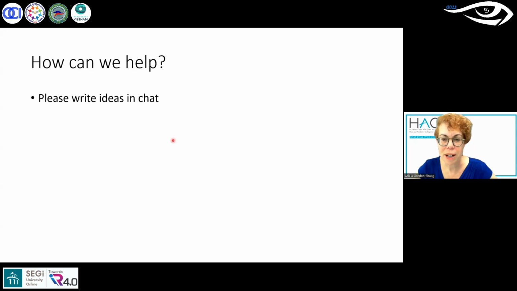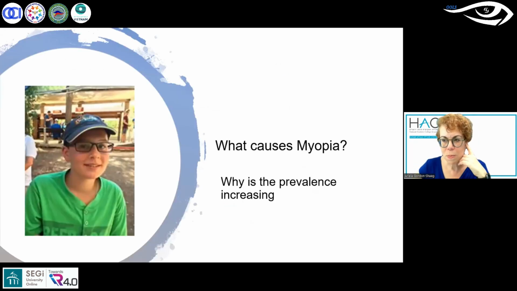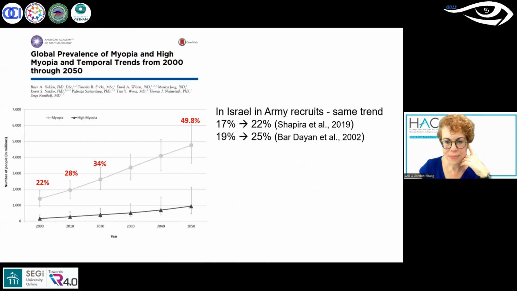So great, we have some great ortho-K and atropine, myopia control glasses. Okay, great. So in order to help Danny, and not only just in order to help Danny, but to help other kids in the same situation, it's important for us to understand what causes myopia. What causes myopia and why is the prevalence increasing?